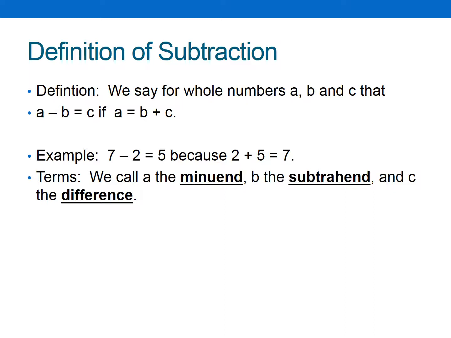The terminology is a little tricky. I would like you to at least recognize these, if not use them every day. The first number is the minuend, B, the second one is the subtrahend, and C is the difference, and you surely should use the word difference.